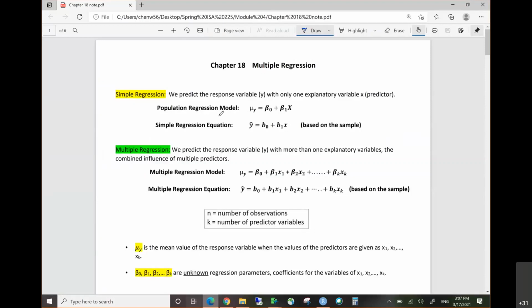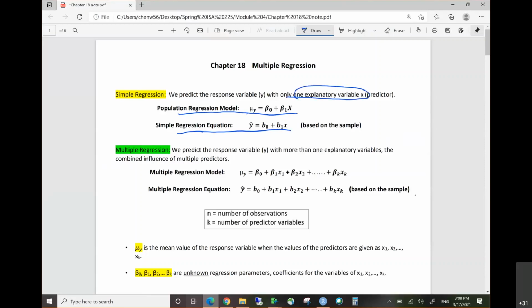Right? So last week we talked about simple regression. We only have one explanatory variable x, and then we have this regression model: mu of y equals beta 0 plus beta 1 x. Based on the sample, we can fit a line so that we have an equation. In this case, we only have one explanatory variable x, so we call it simple regression.